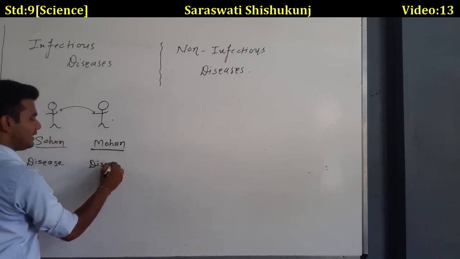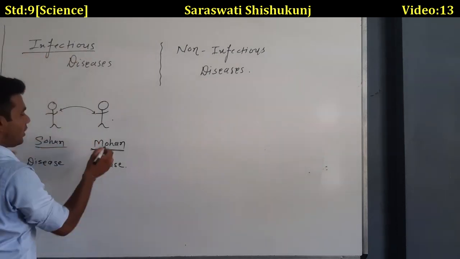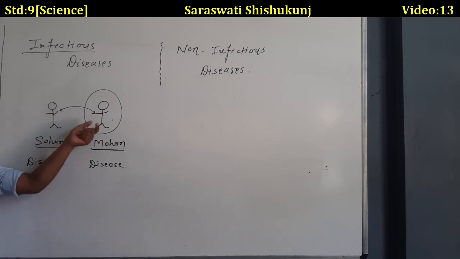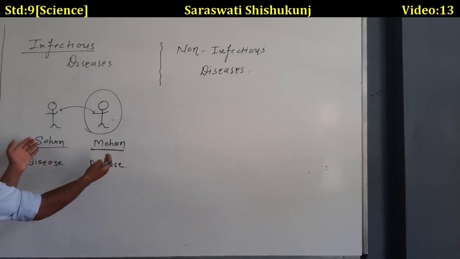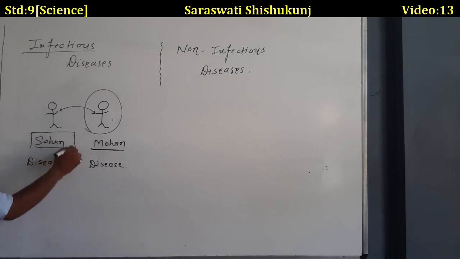So, this disease is called an infectional disease, because first Mohan was a healthy person and Mohan got affected by Sohan, who was suffering from a disease. So this type of disease which spreads by coming in contact with the affected person is called an infectional disease.